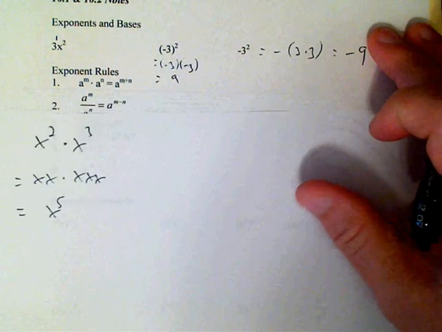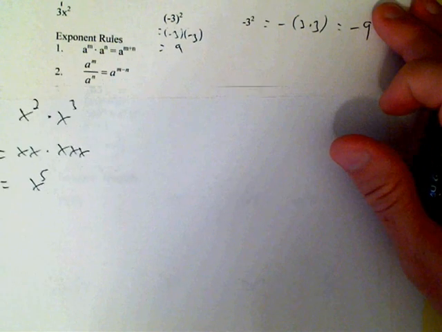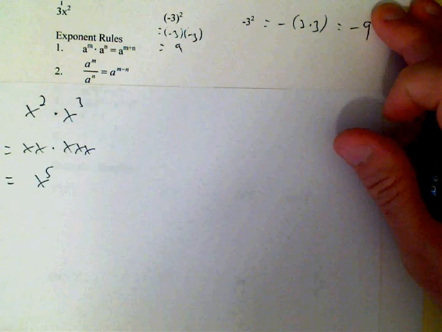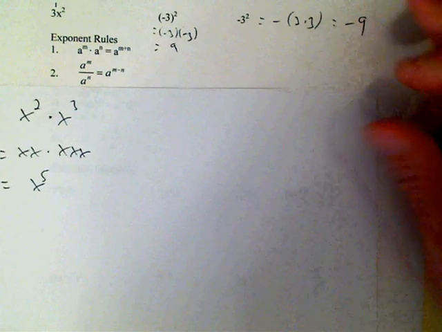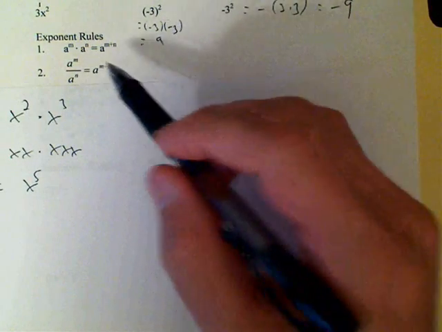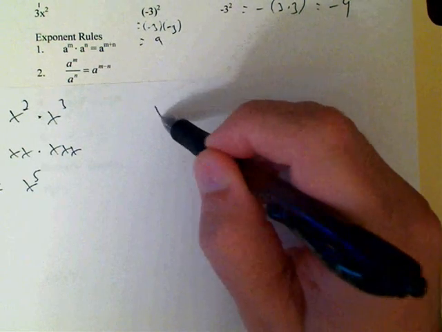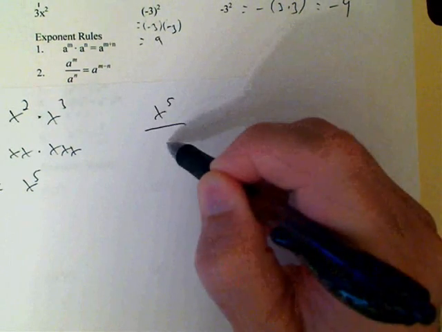Now the second rule, if you look at it, is similar to the first one, except it involves division. So when you multiply you add, and when you divide you subtract. Now I really don't ever use this rule. If I do, it's just for special circumstances. Let me give you an example why. X to the fifth over x squared.